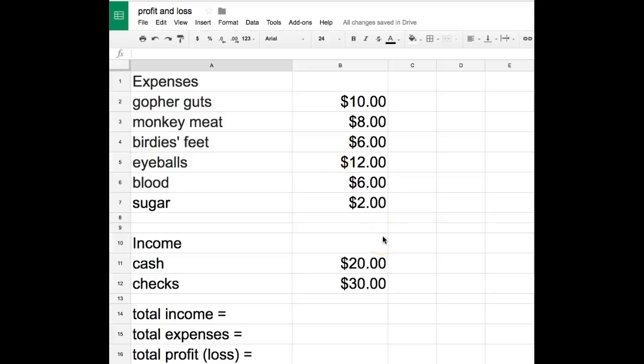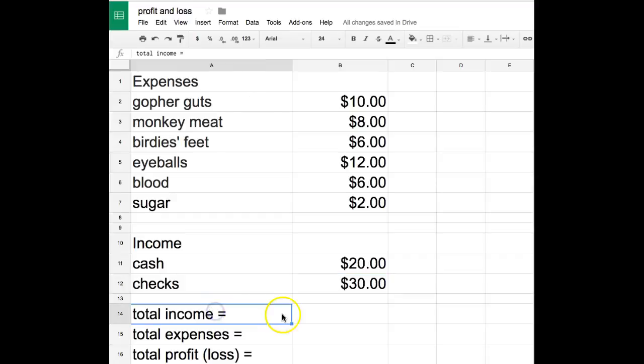Let's look at our business, the Greasy, Grimy Gopher Guts Soup Company, and see how we did on last business day. So here are our expenses, what it cost to make the soup. And here's what we got. We got $20 in cash and $30 in checks.